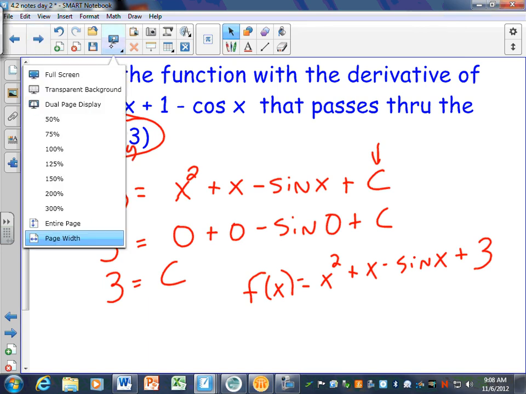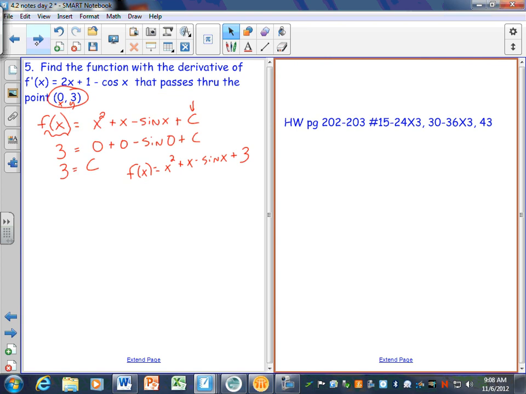We'll talk about these more. Let's see. If you don't have your assignment sheet, there it is. 15 through 24 multiples of 3, 30 through 36 multiples of 3, 43. Like 30 through 36 are antiderivatives, I do believe.